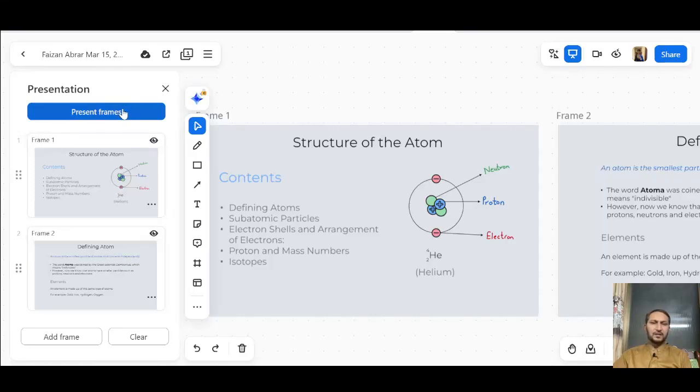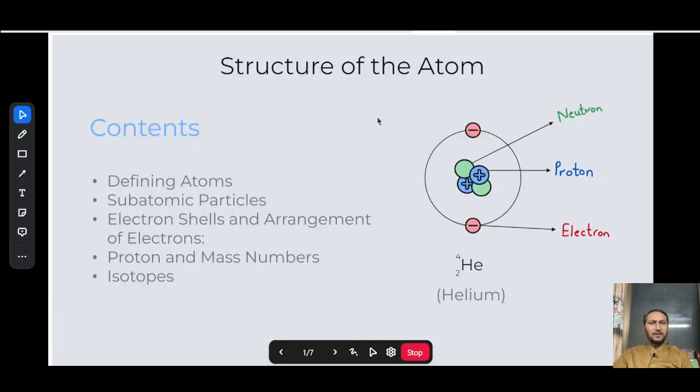So, today my lecture will be about structure of atom. The basic contents which I will cover in today's lecture will be defining atoms, the subatomic particles of the atom, the electron shells and the arrangement of electrons in the shells, then proton number and definition of proton number and mass number, and lastly we will understand what are isotopes.